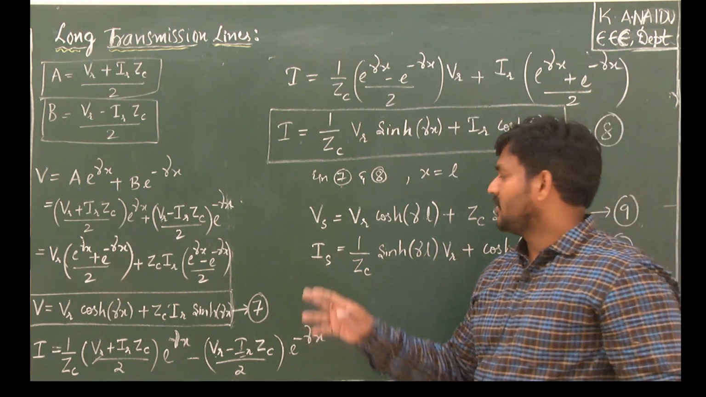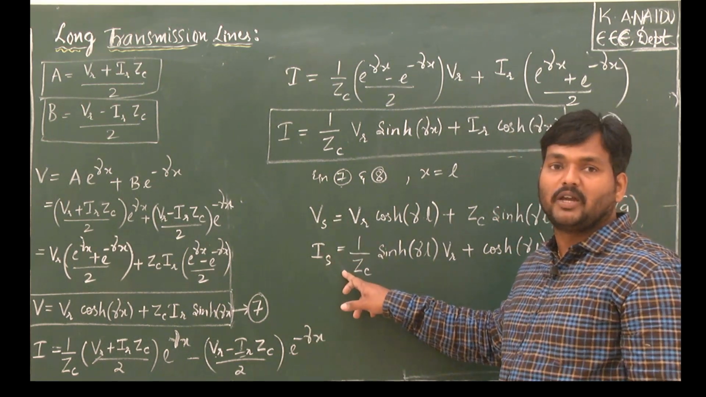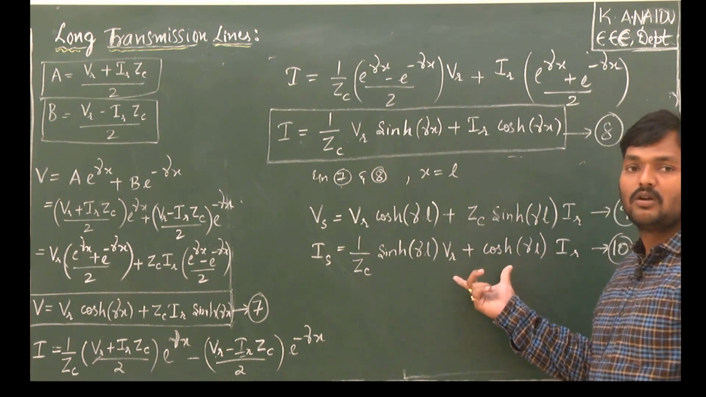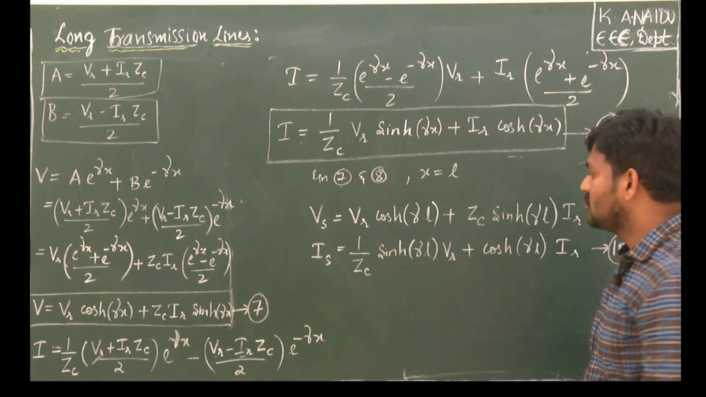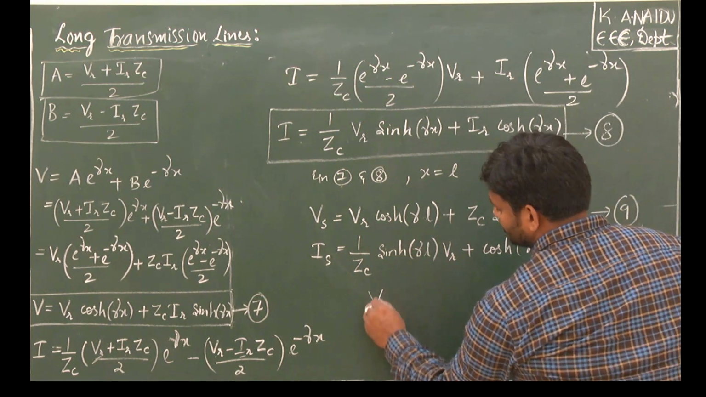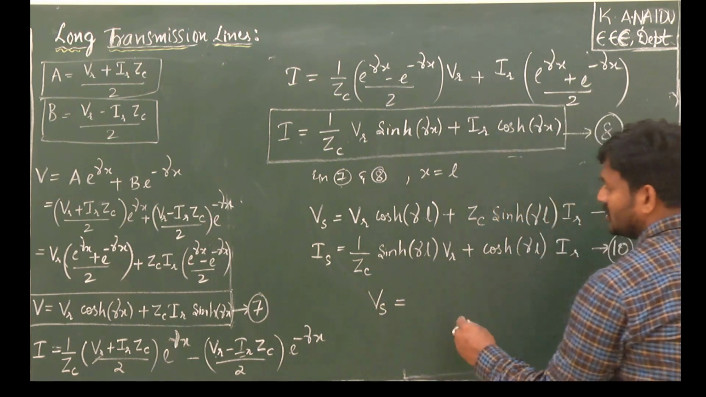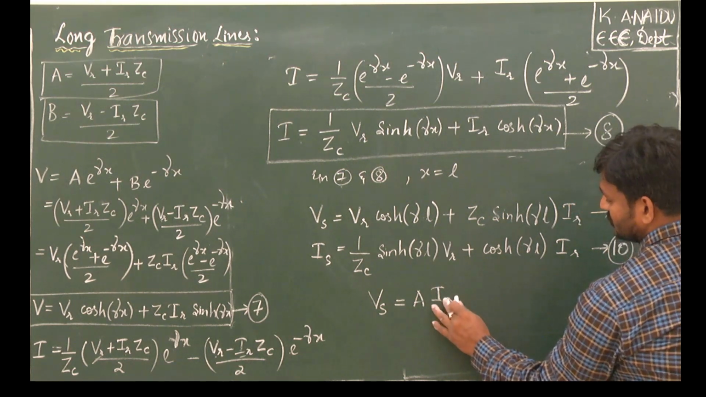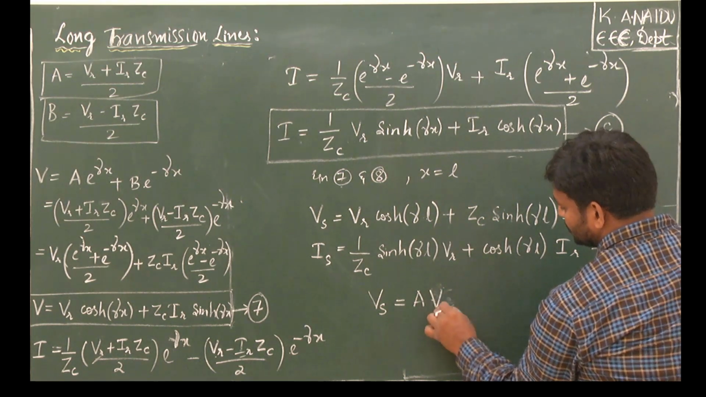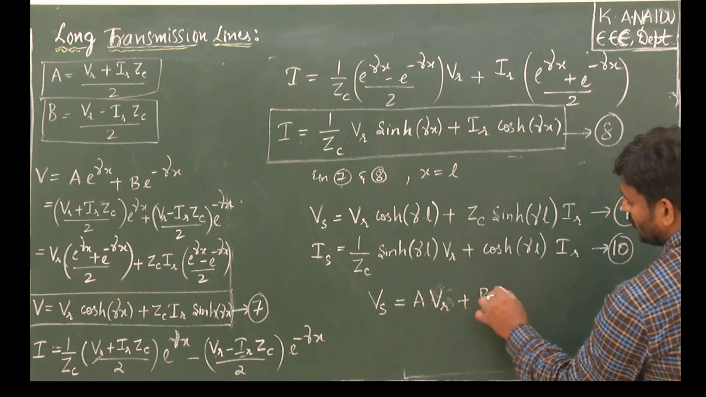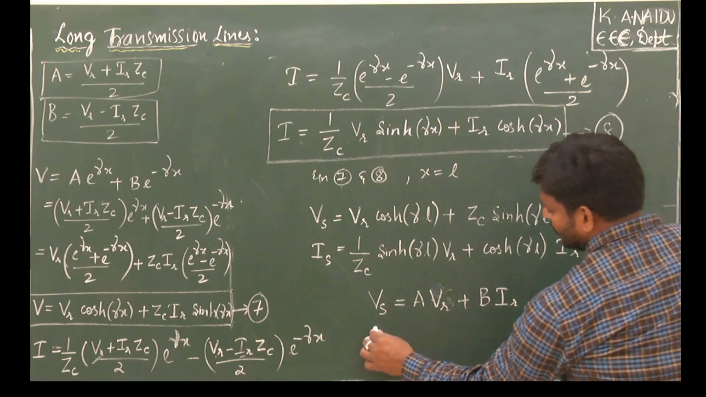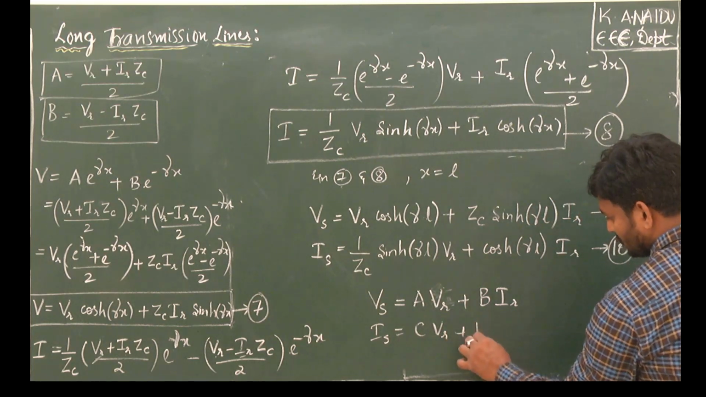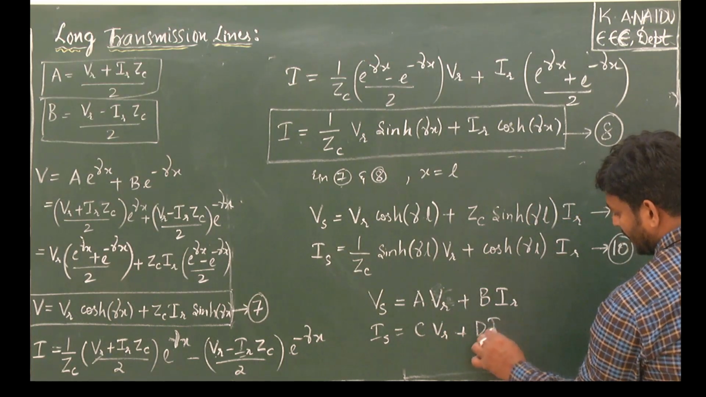Now, in these equations, you compare these equations with the ABCD parameter equations of the sending end and receiving end. So what you will get? Vs is equal to A into VR plus B into IR, and Is is equal to C VR plus D IR.